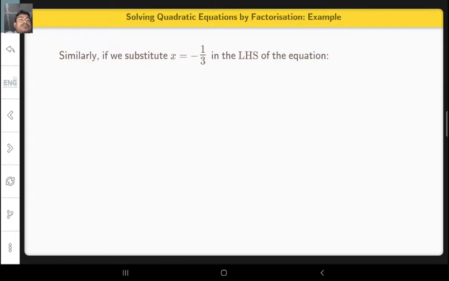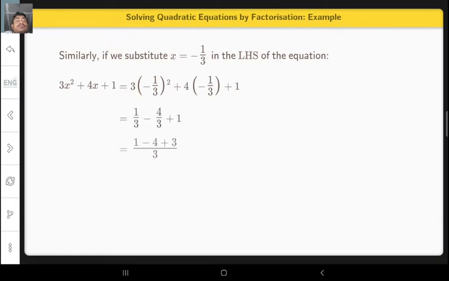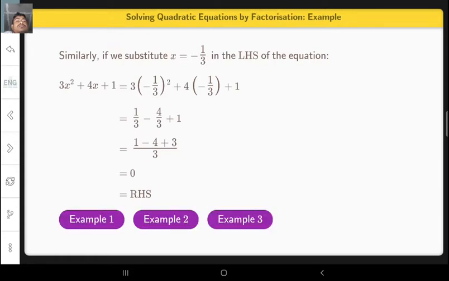Similarly, if we substitute x is equal to negative 1 by 3 in the LHS of the equation, we get 3x squared plus 4x plus 1 is equal to 3 into (negative 1 by 3) squared plus 4 into (negative 1 by 3) plus 1. On solving, we get 0, which is equal to RHS. Tap the buttons to understand this better with more examples.